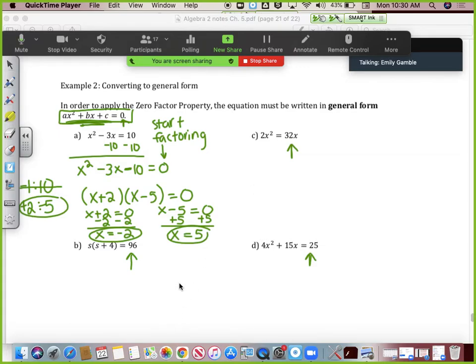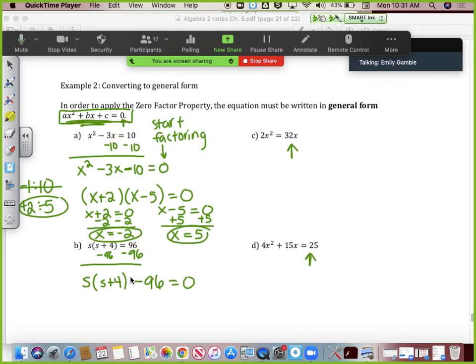All right, so the next one, letter B, we would first have to move things around so that it's able to be factored. So the first thing I would do to move this 96 and make it equal to 0 is subtract both sides by 96. When I do that, I'll be left with s times s plus 4 minus 96 equals 0.